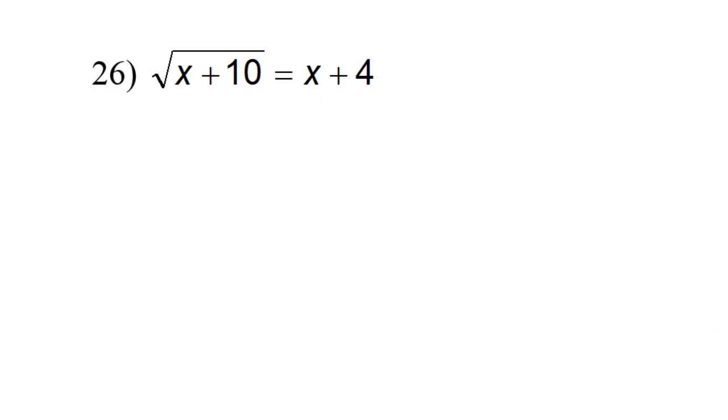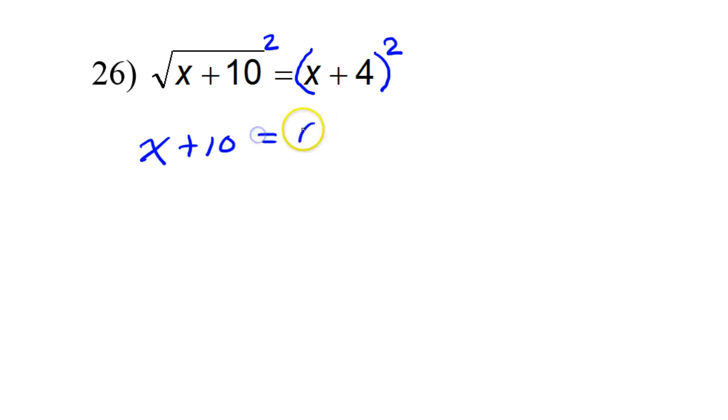And number 26. All right, this will be the last problem in this video. If I want to get rid of this radical, I need to square both sides. But be careful. When I square this side, use parentheses. I will not just square the x and square the 4. You can't just square the pieces. You have to square the entire right-hand side of the equation. So I'm squaring both sides of the equation. On the left side, that does just make the radical go away. So I have x plus 10.